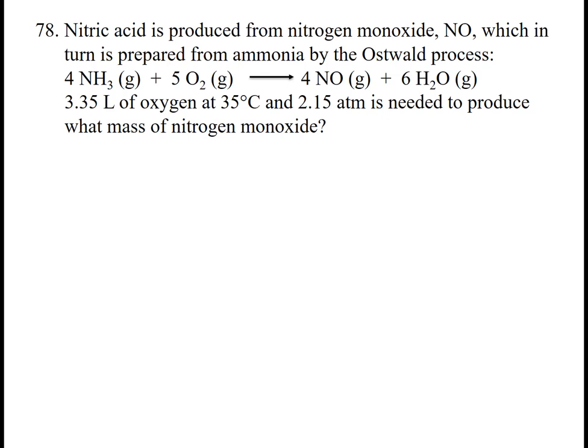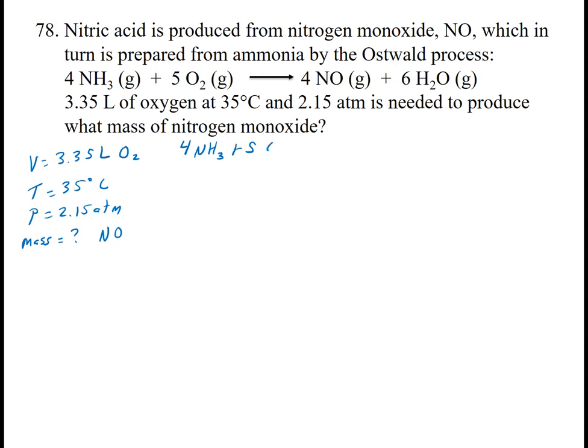Okay, I have liters, which is a unit of volume. Let me go back to my original color. I have a volume of 3.35 liters, and that's O2. I have a temperature of 35 degrees C. I have a pressure of 2.15 atmospheres. It is needed to produce what mass? So we're looking at mass of nitrogen monoxide. Again, I'm going to write down the balanced reaction: 4 NH3 plus 5 O2 goes to form 4 NO plus 6 H2O.